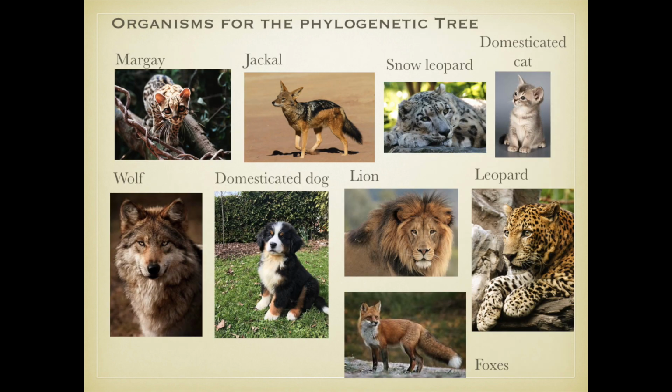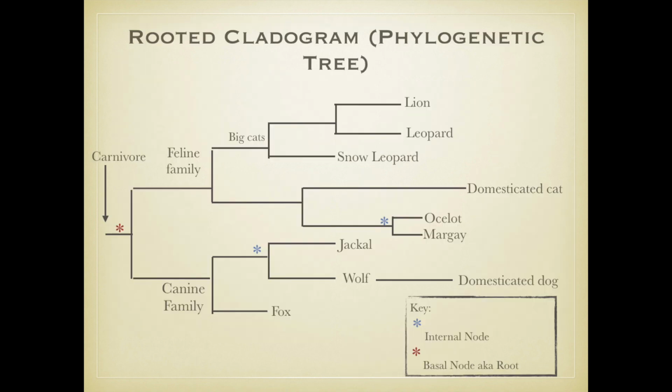Here are the 9 organisms that are going to be used in my phylogenetic tree example: a margay, jackal, snow leopard, wolf, domesticated dog, lion, leopard, domesticated cat, and fox. This slide shows the cladogram of the chosen organisms.